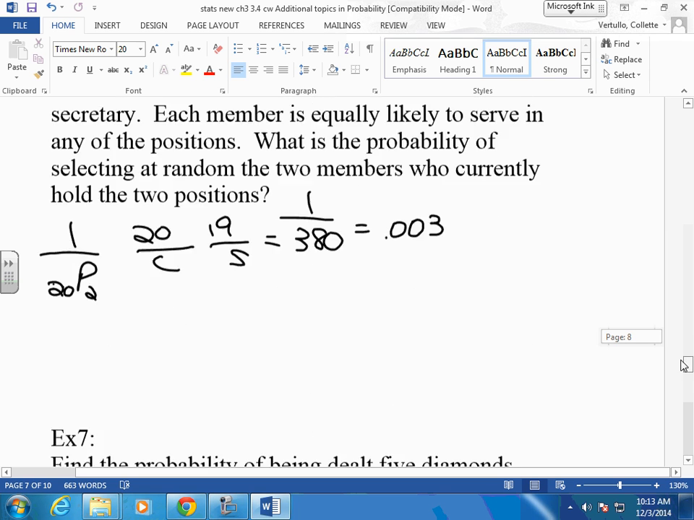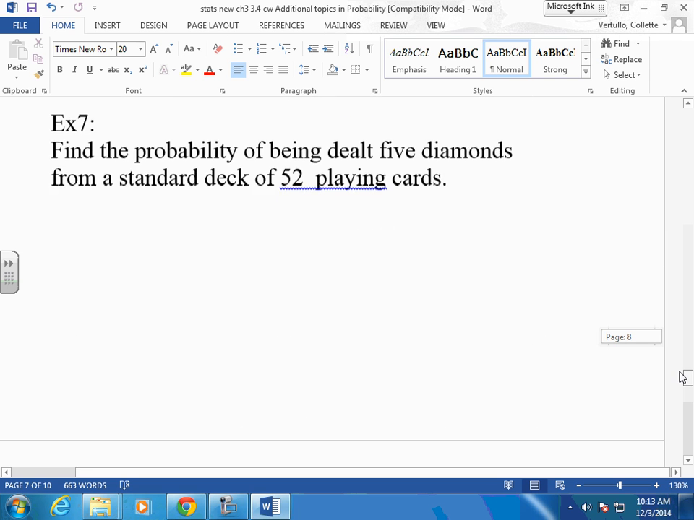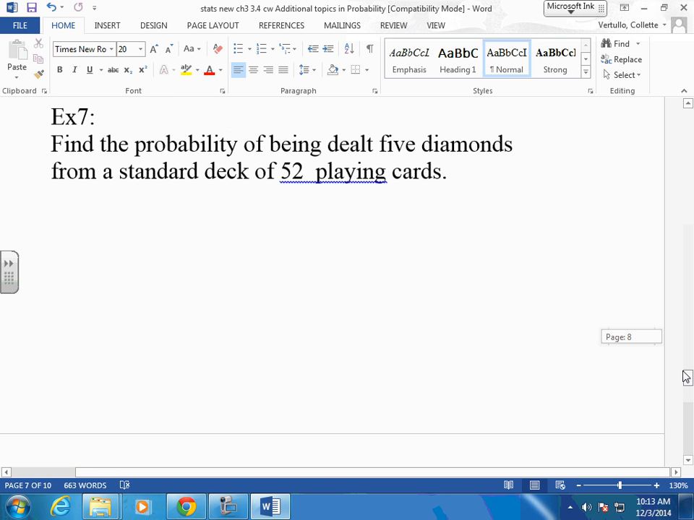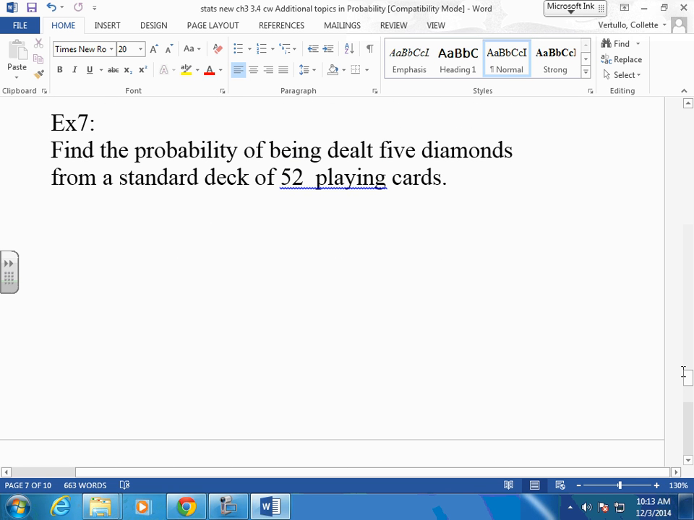All right, so let's move along. Now we're going to hit your combinations in here. Probabilities can be combinations or permutations. Find the probability of being dealt 5 diamonds from a standard deck of 52 playing cards. In poker, what is 5 diamonds called? A flush. So these are your chances of getting a flush. But of course it's times 4 because you can also have the other 3 suits. So whatever we find, we can times it by 4.